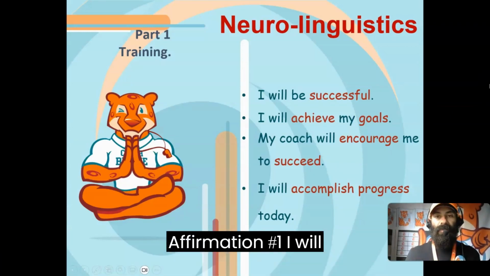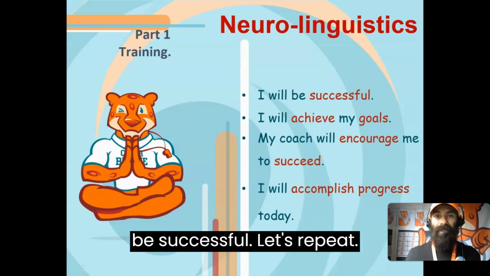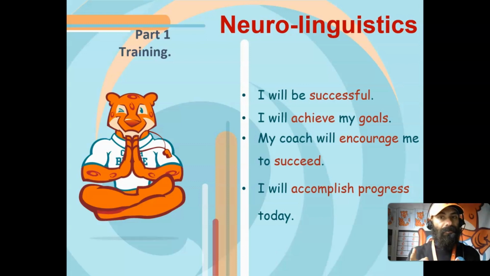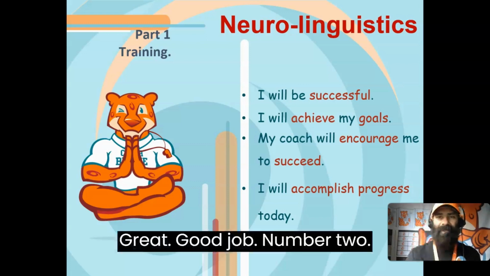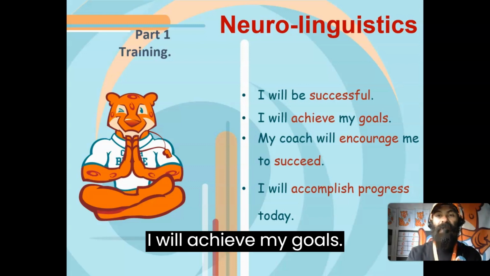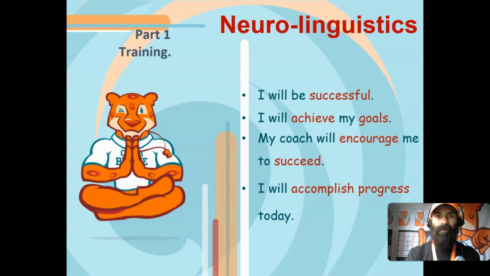Affirmation number one, I will be successful. I will be successful. Let's repeat. Great, good job. Number two, I will achieve my goals. I will achieve my goals. Repeat.